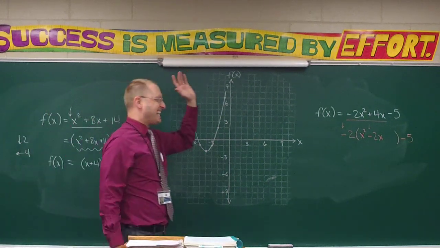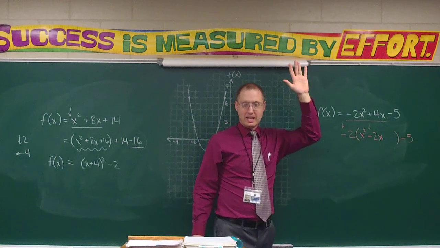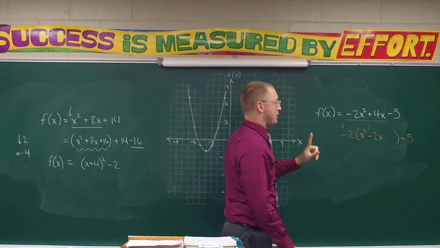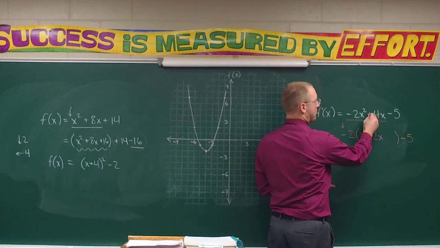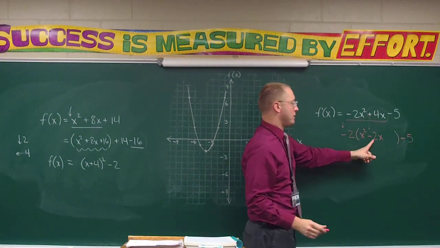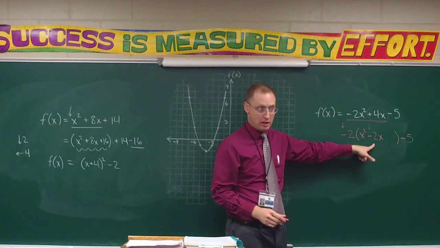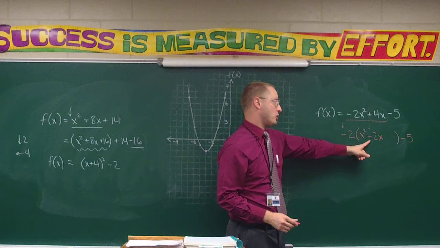How many pulled out a negative 2 here? Pulled out the negative 2. Good. Now be careful when you pull out the negative 2, when you're pulling it out of the positive 4x, did you also get a negative 2x in the middle? So the scary thing about negatives, you got to make sure you account for them here.